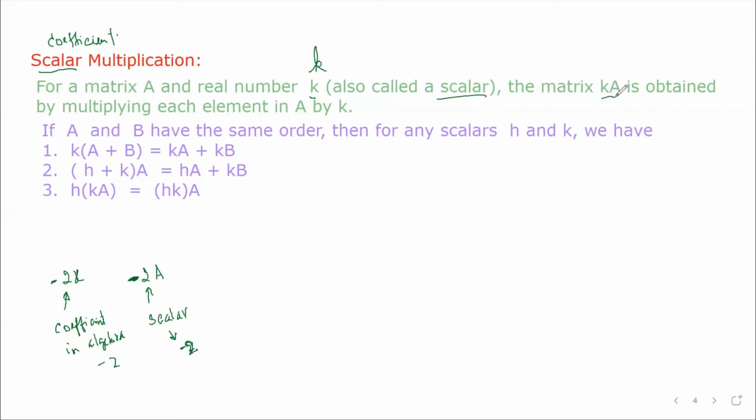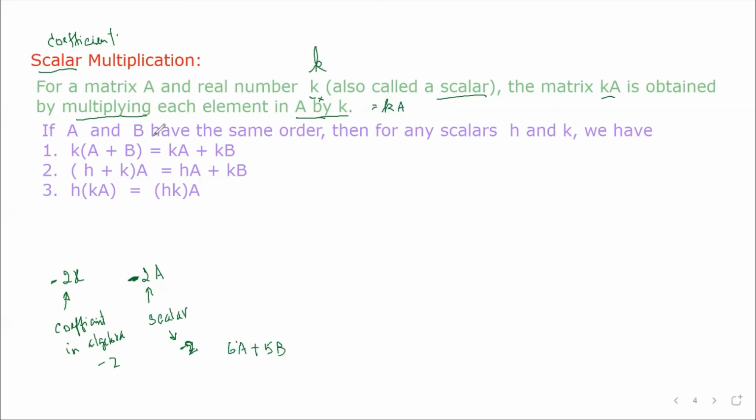The matrix kA is obtained by multiplying. You see that? Negative 2 times A, or like in algebra you have 6 times the matrix plus 5B like this. So here 6 and 5 are scalars, obtained by multiplying. See, this is 6 times A, 5 times B. So that's multiplying every element in A by k, multiplication by k. That's why we have kA.